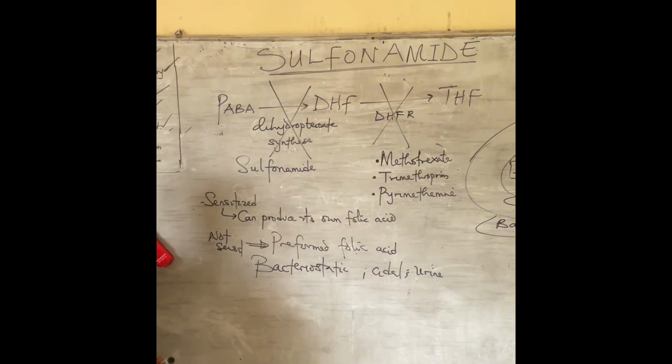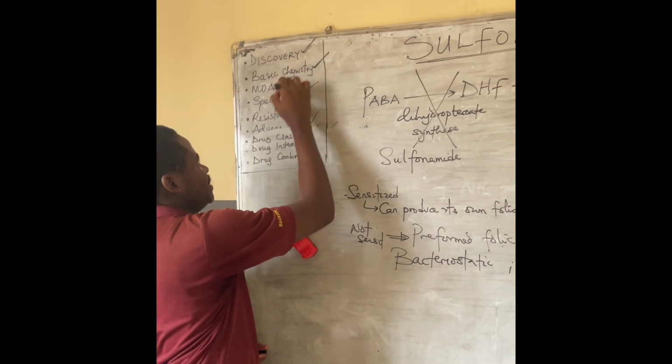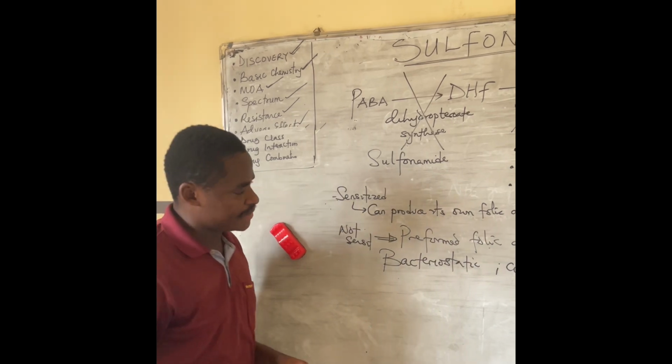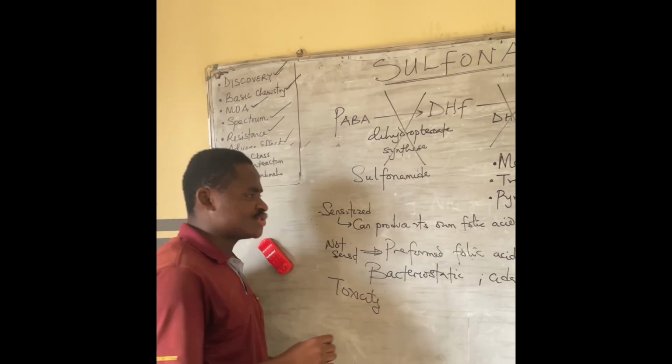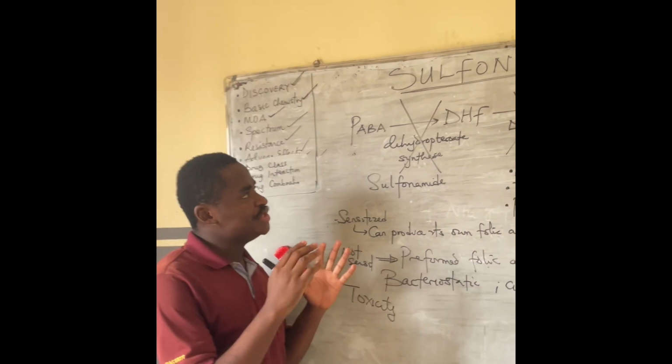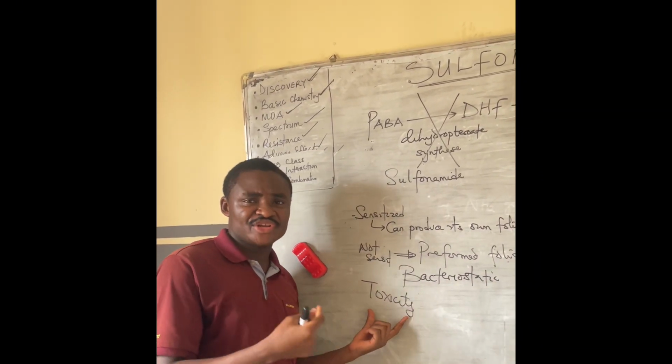That's very true. So we are done here with the basic chemistry and the mechanism. Now, I must add something again. Toxicity does not happen. Why does toxicity not happen? Because the sulfonamide selectively finds only bacteria and will not affect human cells.